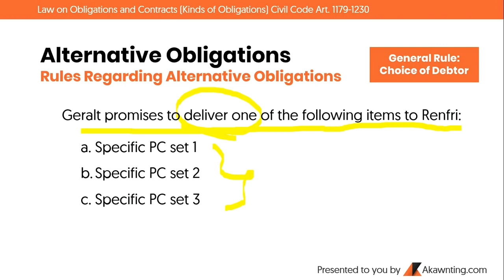Assuming letters A, B, and C, lahat ng mga components na yun, pare-parehas lang na meron sila, pero siguro magkakaiba lang ng model or what, okay? Yun ang naging difference. So, ang sinasabi doon sa second paragraph ng Article 1199 is, hindi pwedeng i-deliver mo yung, let's say, yung CPU ng PC set number 1, tapos yung other components ng PC set 2 para makumpleto yung isang ano. Okay? So, hindi po pwede yun.